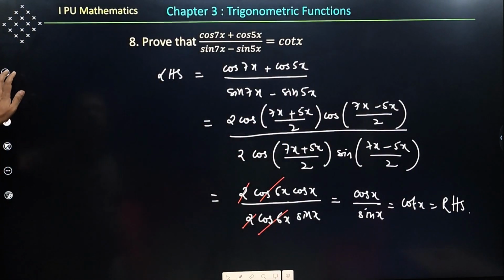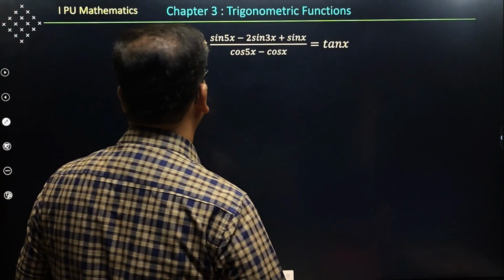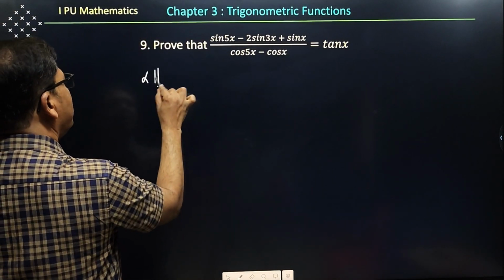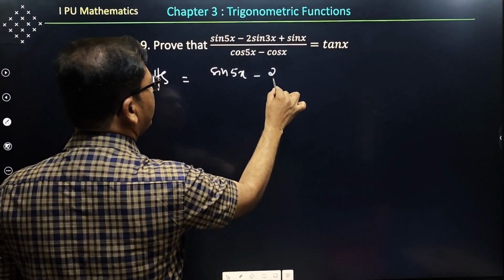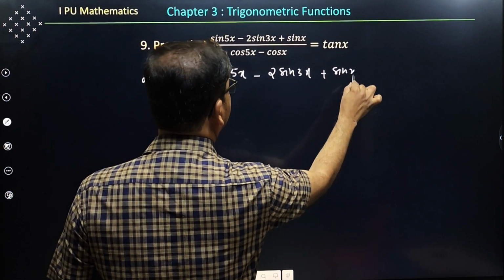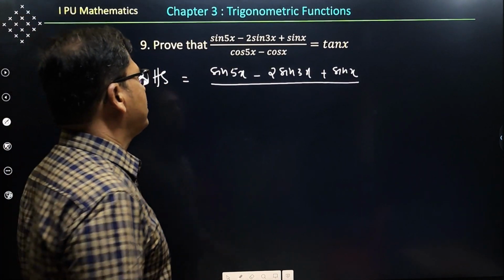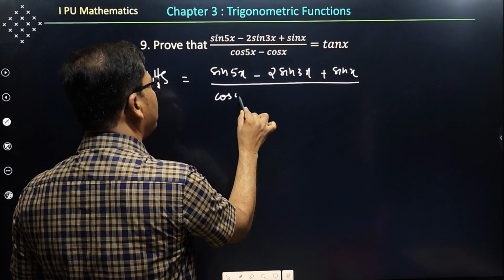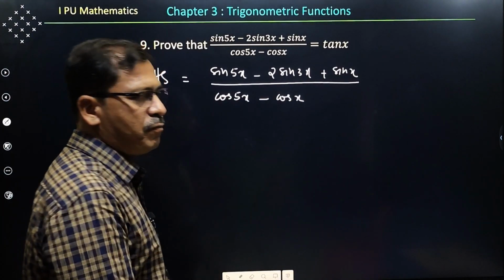Okay students, let us move to the next example. A very important example from the examination point of view. Please try to understand this. Let me write the LHS part. LHS is equal to sin 5x minus 2 into sin 3x plus sin x, whole divided by cos 5x minus cos x. Cos 5x minus cos x equal to tan x, we need to prove.